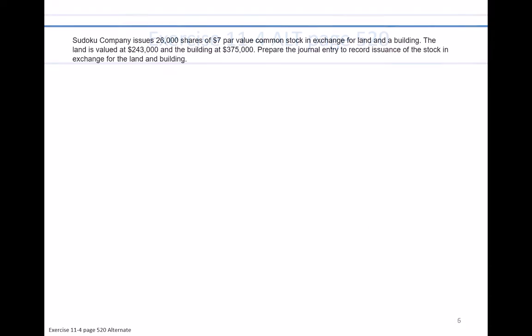Well, hi everyone. This is an alternate version of exercise 11-4 from page 520 of the textbook, chapter 11, Reporting and Analyzing Equity. This transaction is going to take a look at stock issuance for non-cash assets. So in addition to companies being able to issue stock for cash or issuing stock for services like organizational services, or as we saw in the previous video, promotional services, companies also issue stock in exchange for other assets like land, equipment, and building. This is such an example.